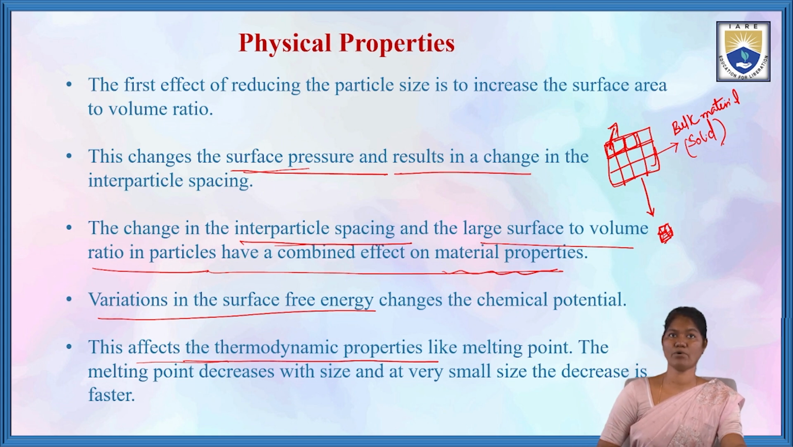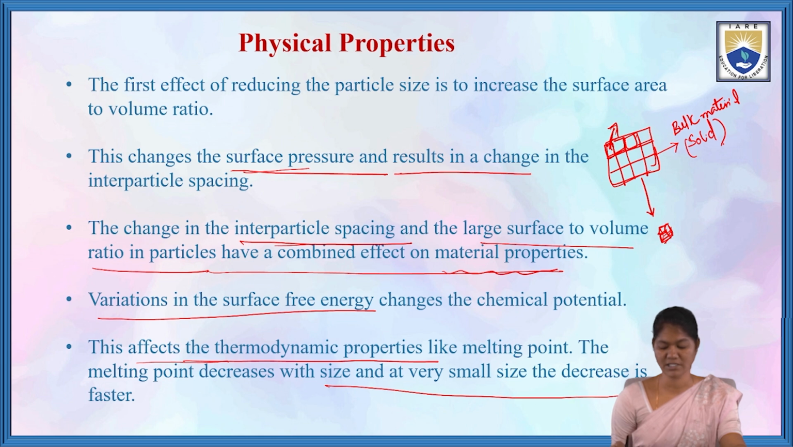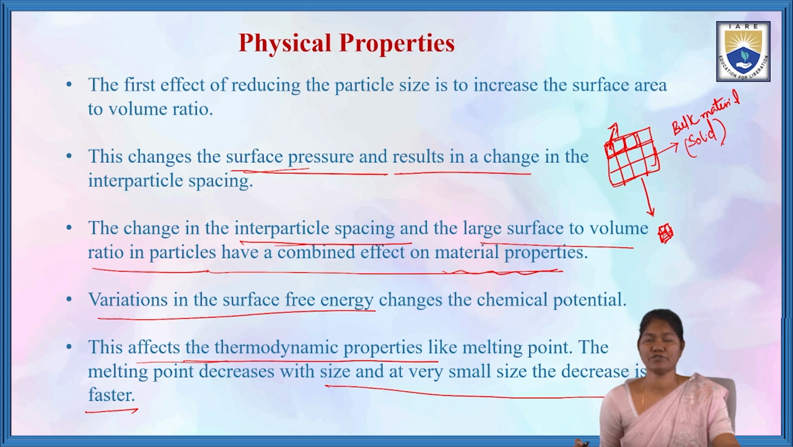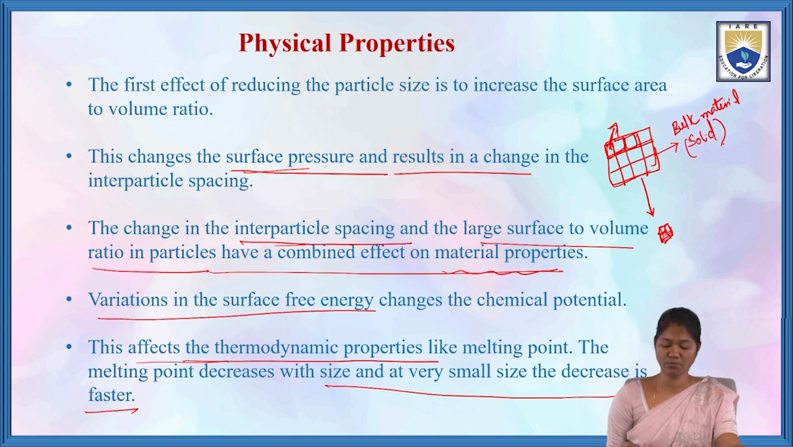The melting point decreases with size, and at a very small size the decrease is faster. So the melting point decreases with size, and at a very small size, what happens? The decrease is much faster compared to the bulk size.